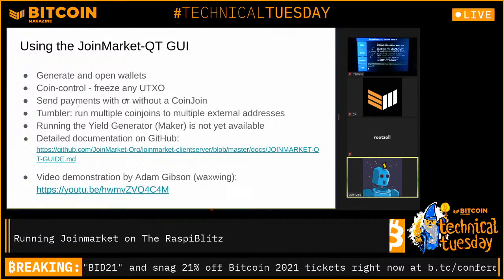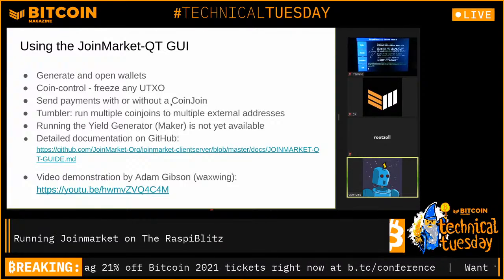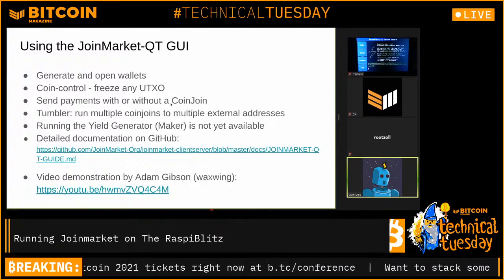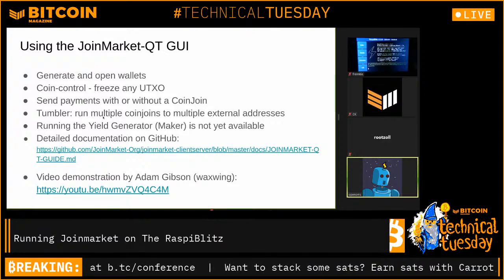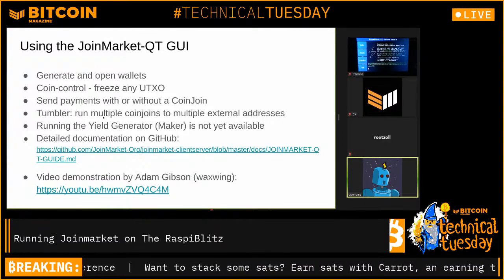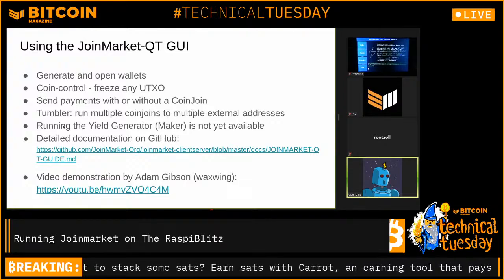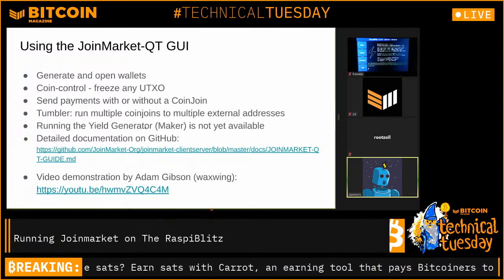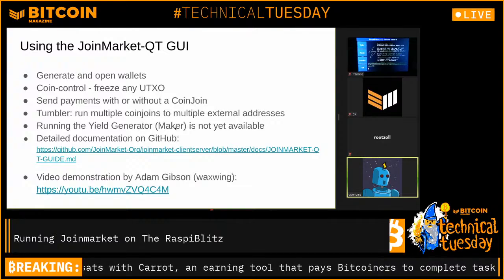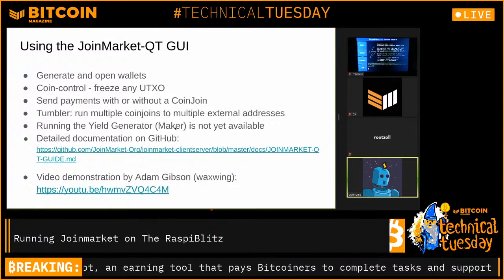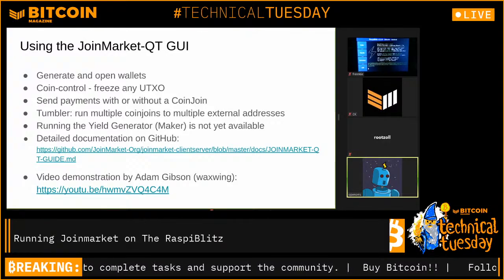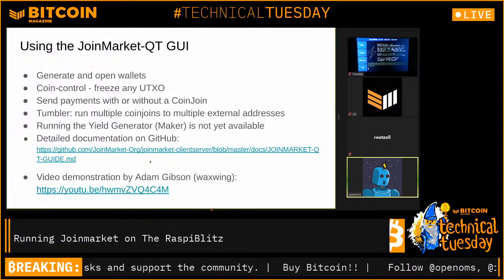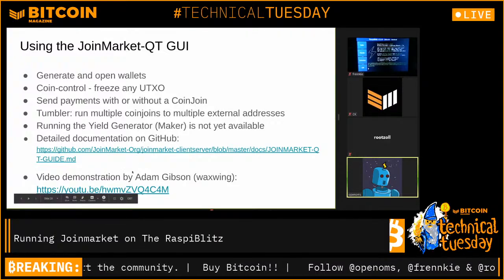You can send payments with or without a coin join with the help of the send payment tab. And you can use the Tumbler options, which you can freely configure. What is not available is running the yield generator, because that requires an always-on setup, like a server, which the Raspberry is perfect for. So that's why I've implemented it in the menu. It's just links for the documentation I mentioned before.